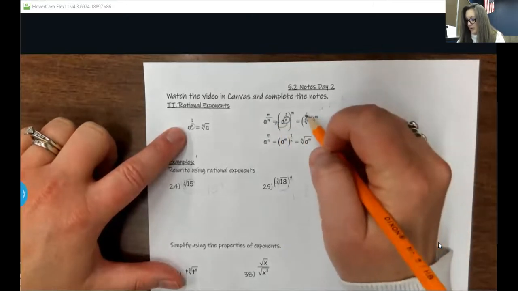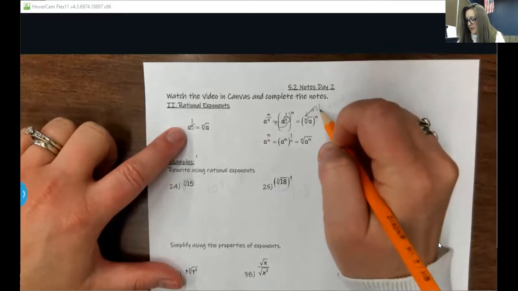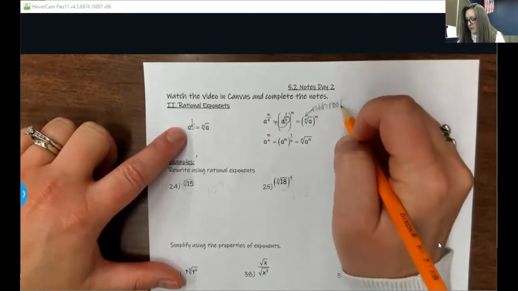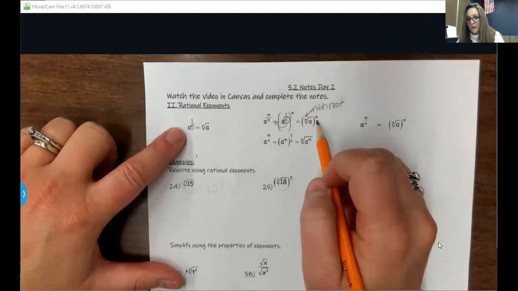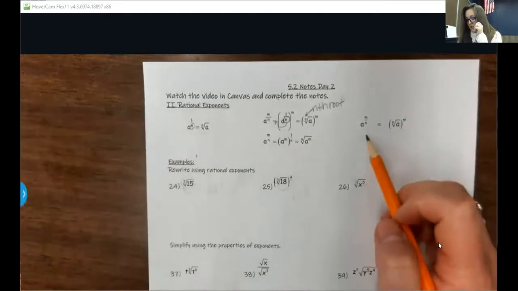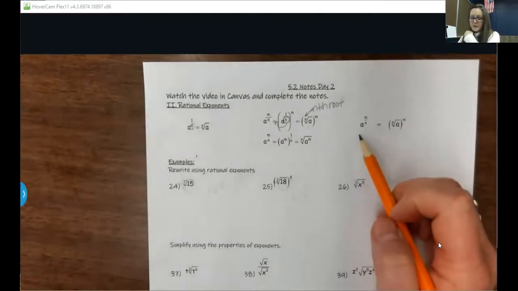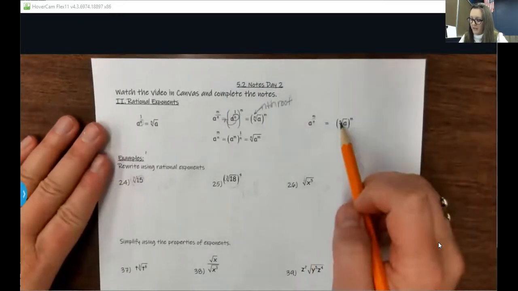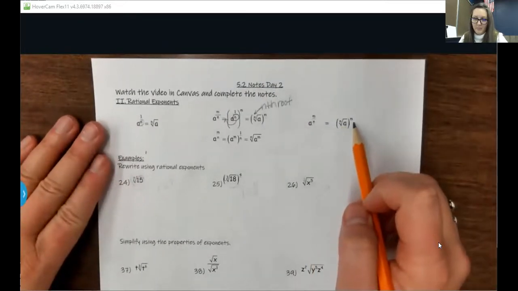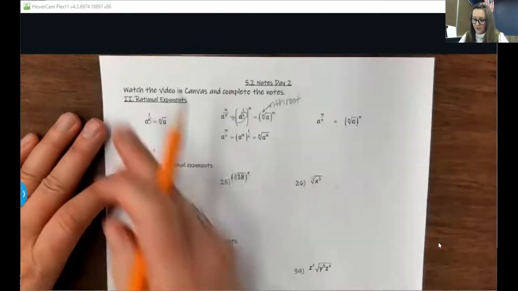So this is what we call the nth root. This is the nth root of a raised to the m power, okay? So this is it written out, skipping the middle step there. A to the m divided by n power is written in radical form as the nth root of a raised to the m power, okay?